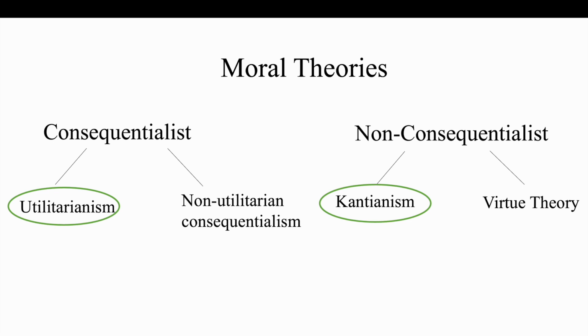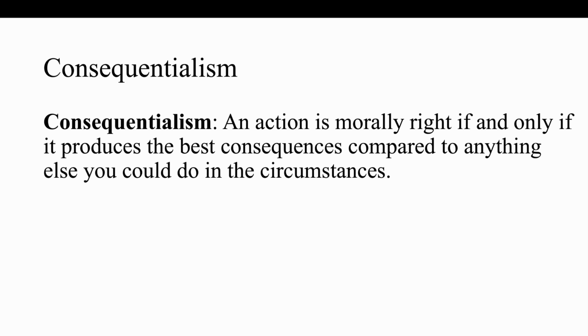We'll be talking about Kantianism, which is one of the main non consequentialist theories. And according to Kantianism, there are certain actions that are always off limits, even if they can produce good consequences, because they inherently express, according to Kant, a disregard for the humanity of other people. So we will be discussing utilitarianism and Kantianism.